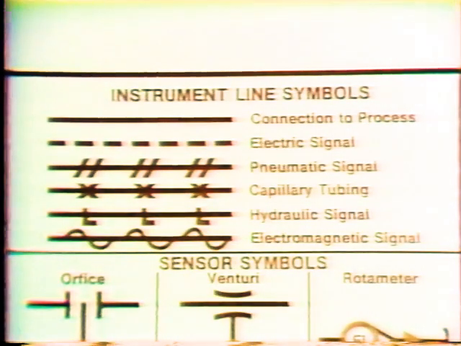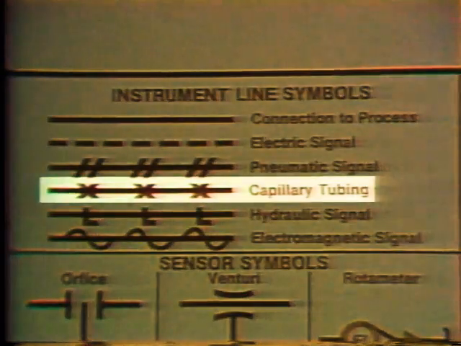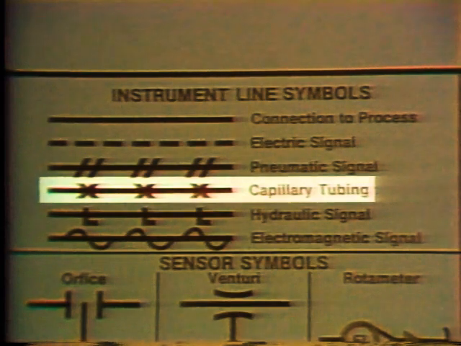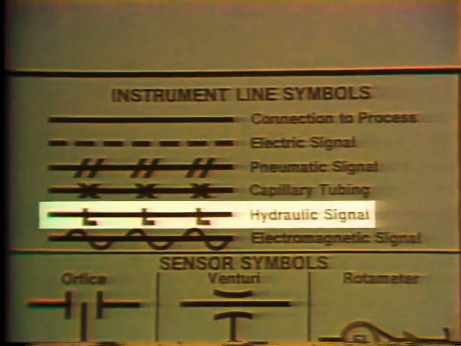Other lines that are commonly used include capillary tubing, which is indicated by a solid line with X's on it, and a hydraulic line, shown here by a solid line with L's on it. We've only shown you a few examples of the many different line connections that are used on P&IDs. If you ever have trouble identifying a line or any other symbol for that matter, consult your legend.